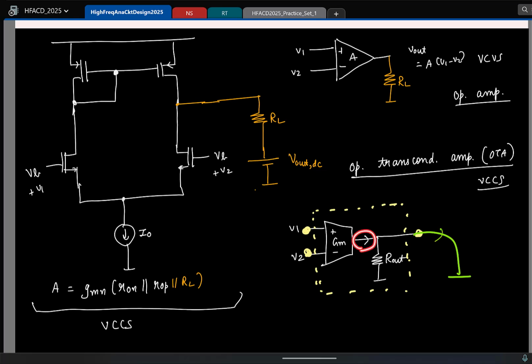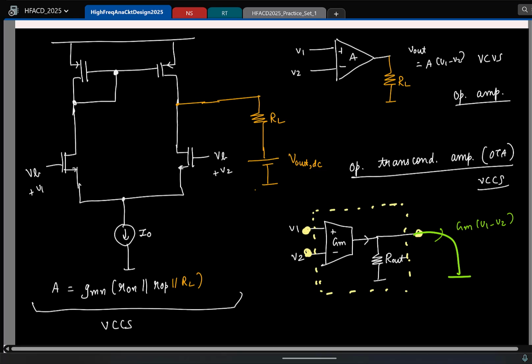This current will be GM times V1 minus V2, but the point is you can't measure this current directly, so you short circuit the output, so all the current flows here. That way you can measure what your GM is. And that's how we have been calculating our gain also. You find the short circuit GM and R out, and that's exactly this. Fine.